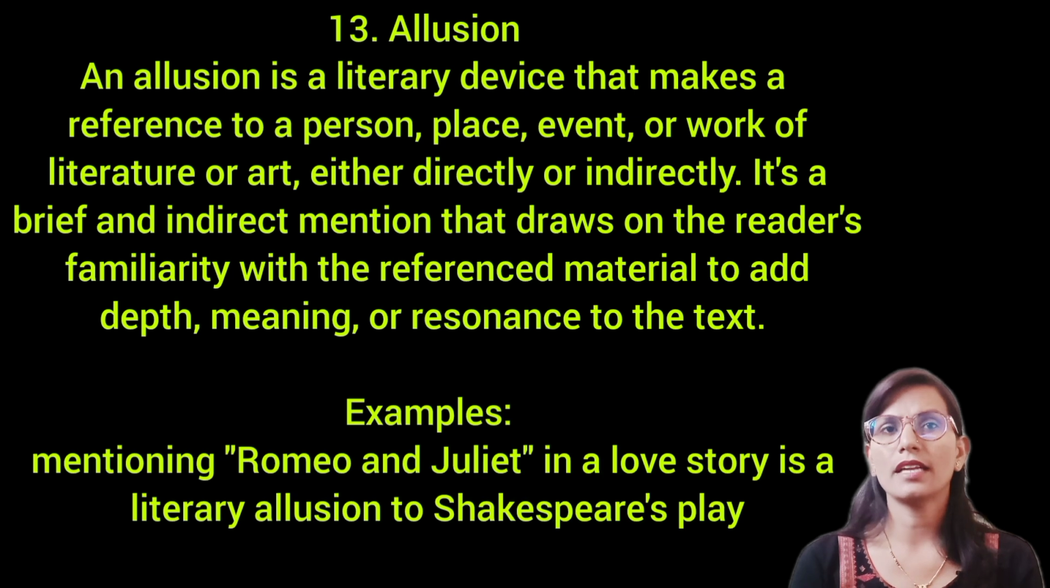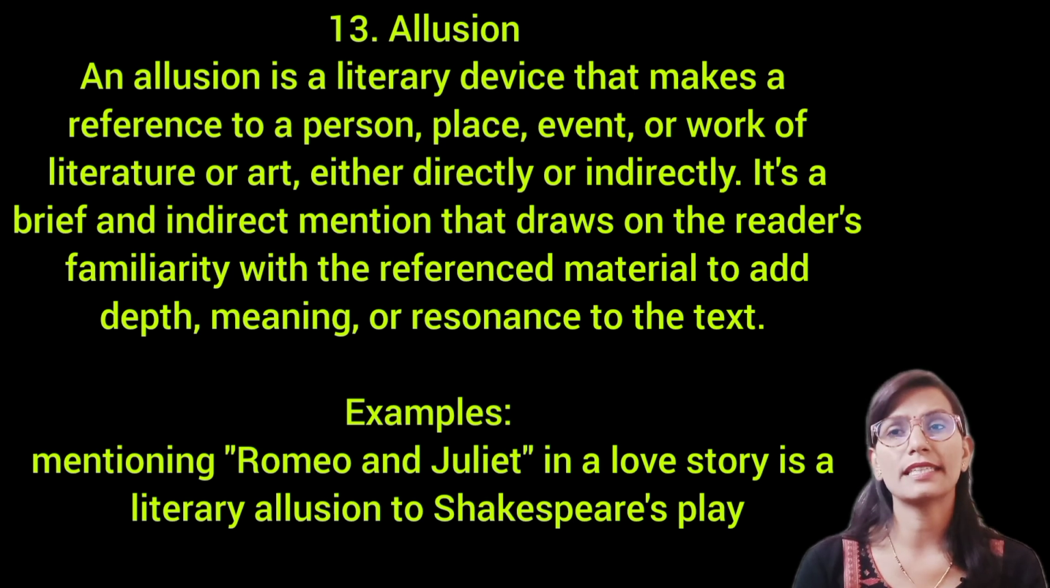The allusion. An allusion is a literary device that makes a reference to a person, place, event, or work of literature or art, either directly or indirectly. It's a brief and indirect mention that draws on the reader's familiarity with the referenced material to add depth, meaning, or response to the text. For example, mentioning Romeo and Juliet in a love story is a literary allusion to Shakespeare's play.